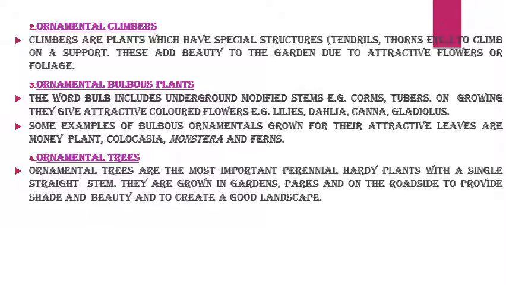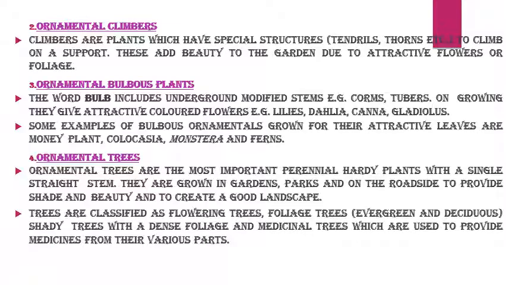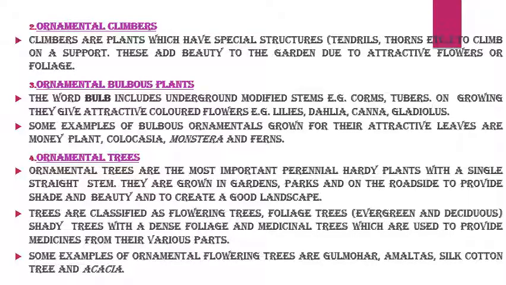Ornamental trees: these are the most important perennial hardy plants with a single straight stem. They are grown in gardens, parks, and on the roadside to provide shade and beauty and to create a good landscape. Trees are classified as flowering trees, foliage trees, shady trees with a dense foliage, and medicinal trees which are used to provide medicines from their various parts. Some examples of ornamental flowering trees are gulmohar, amaltas, silk cotton tree, etc.